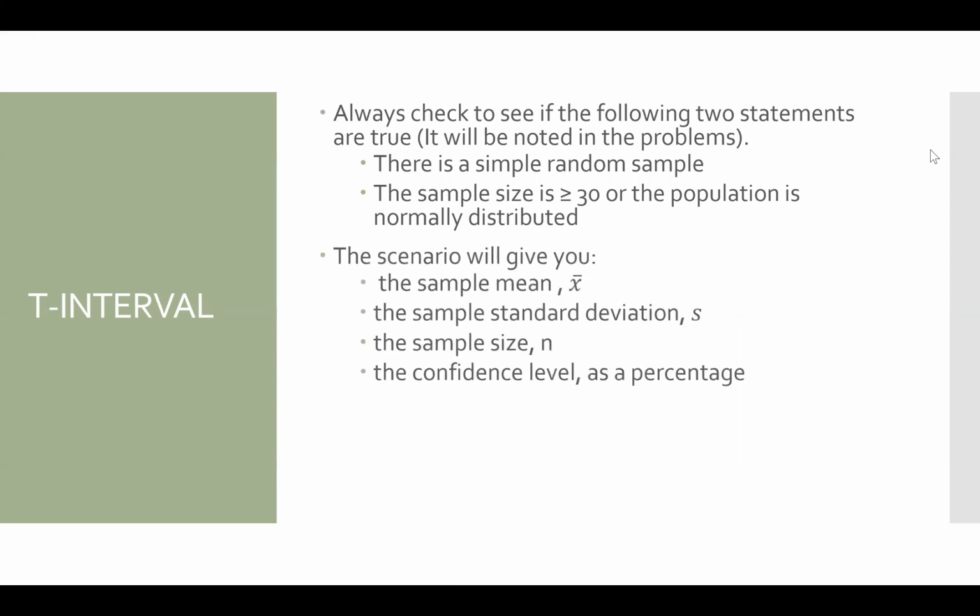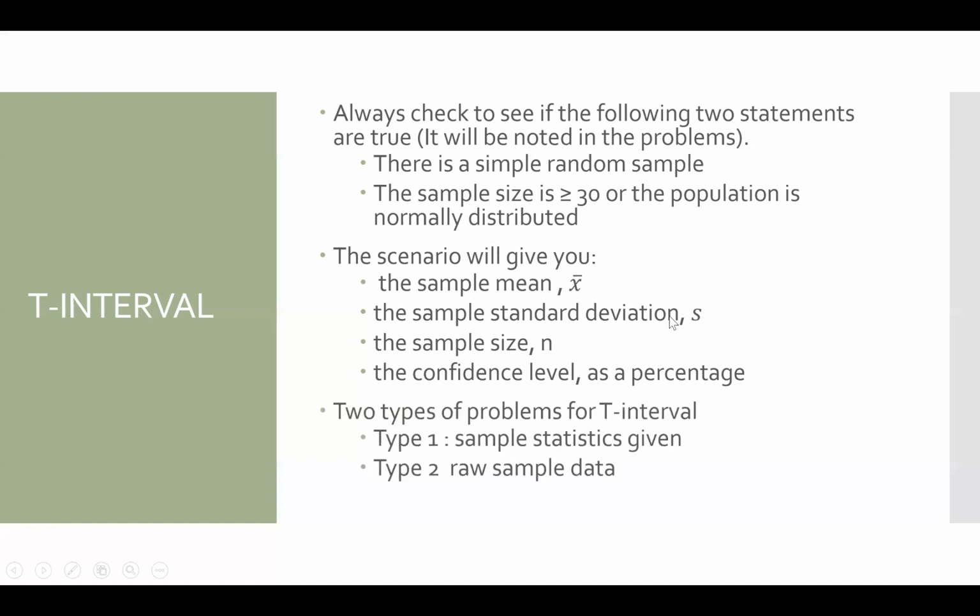In the scenarios, you're going to be given a lot of the same information. You still get the sample mean, you're still told the sample size, and you're still told the confidence level as a percentage. What is different is that you are given the sample standard deviation, not the population standard deviation. We have the same two type problems where you're either given the summarized sample statistics, or you could be given the raw data, similar to the two type problems we had last week.